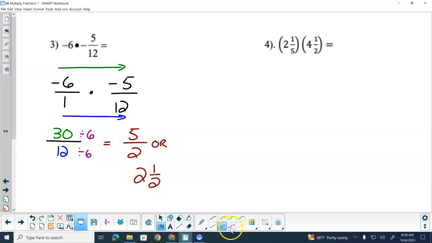You can leave it as 5/2. It's even more work to write it as a mixed number. Yep, it's actually more steps to write it as a mixed number. Okay?